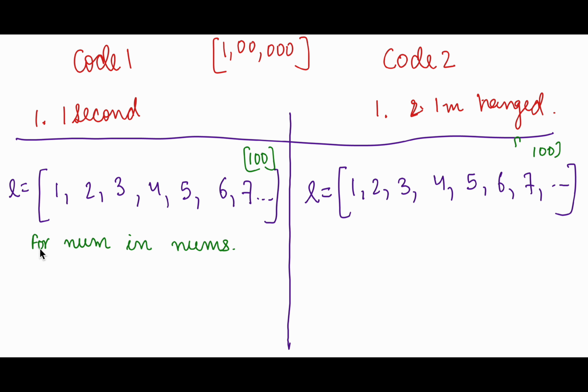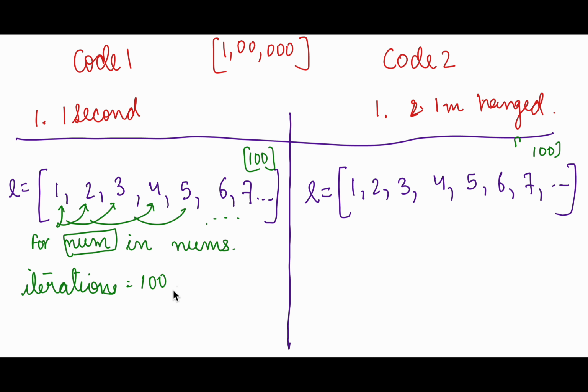First of all, an iterator num will be created. It will first go to this, then it will go to this, then this, then this, and so on. So how many iterations are there? If you see, there are 100 iterations in this particular code, correct? The iteration count means the number of operations that this particular code is doing.